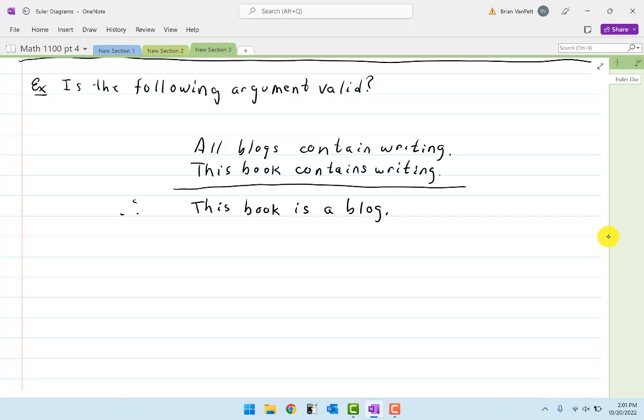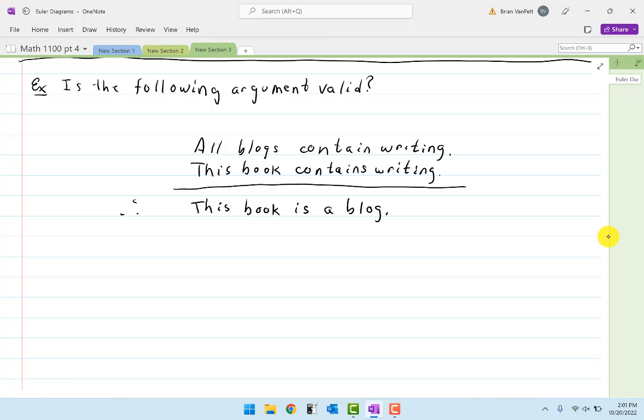So once again, let's focus our attention on the book itself. This book is a blog. All right, if this book is a blog, then according to part 1, all blogs contain writing. So that's not in contradiction to that. And this book contains writing. I don't know that that necessarily follows. It says all blogs contain writing, and it just happens to be the fact that this book also contains writing.